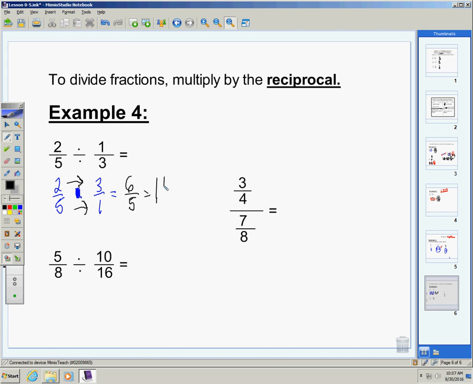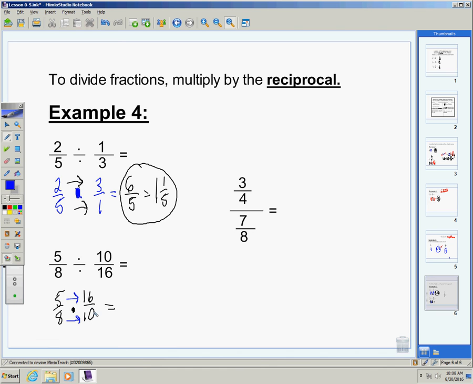Either way is acceptable. Down here we've got 5/8 divided by 10/16. Well, I'm going to keep, change, flip, or I'm going to say I'm going to multiply by the reciprocal, same thing, and now I'm just going to multiply straight across. If you want to do that cross simplification, go right ahead. That would make this one really easy actually. However, I'm not going to make you do that. Okay, that's entirely up to you.